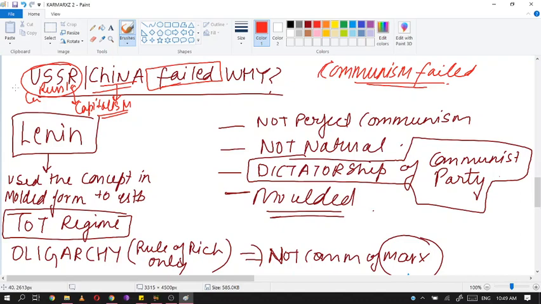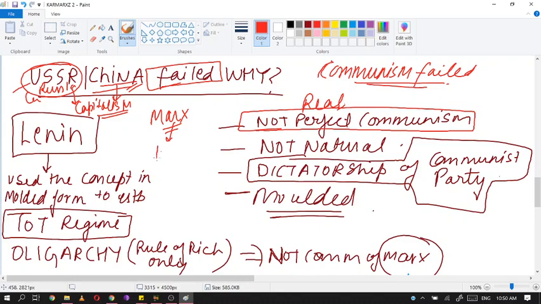Communist Soviet and communist China were not perfect communism. They were not actually real communism. They just used Marx's ideas and then they modified them. Why? To get power. Theek hai? Marx's ideas are very strong. They modified them to suit themselves. And they came to power, obviously.